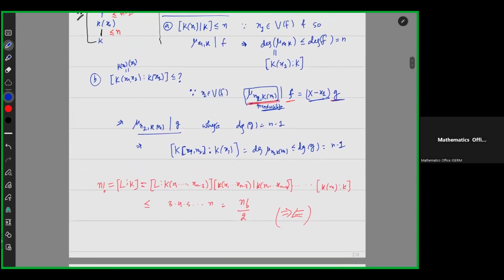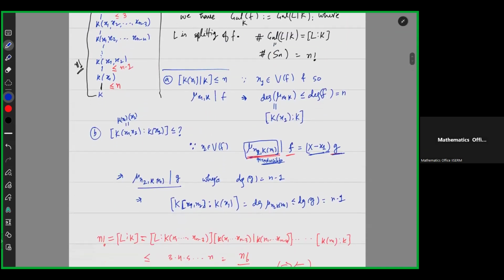So for next, I'm not doing them. This is, let's say, the A1 step. This is the A2 step. Similarly, A3, A4, up to A_{n-2} steps.